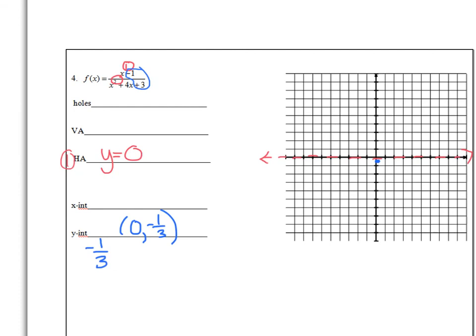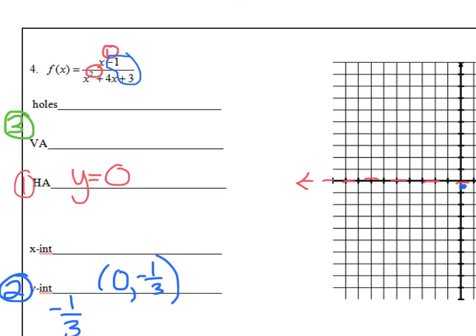And now step 3, we go to our VAs and holes, and this is where I have to factor. So x minus 1 on top, there's no GCF. X has an exponent of 1, so that's completely factored. Moving on to the bottom, we're going to use Santa hat here. So we have 1 times 3, which is 3, and they have to add up to 4. Well, that's going to be 3 times 1. So we know our parentheses on the bottom will be x plus 3 and x plus 1.